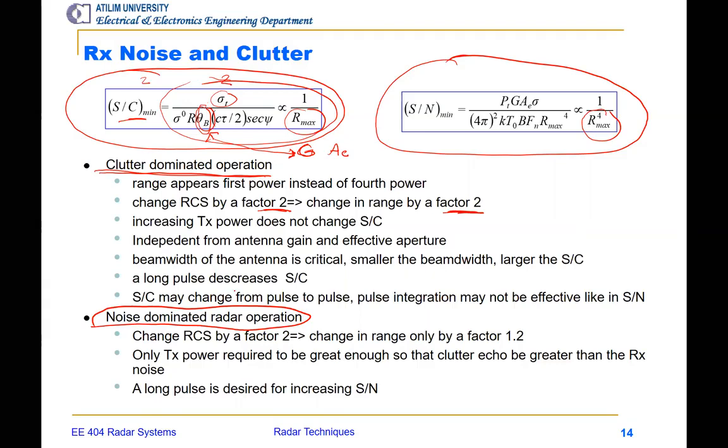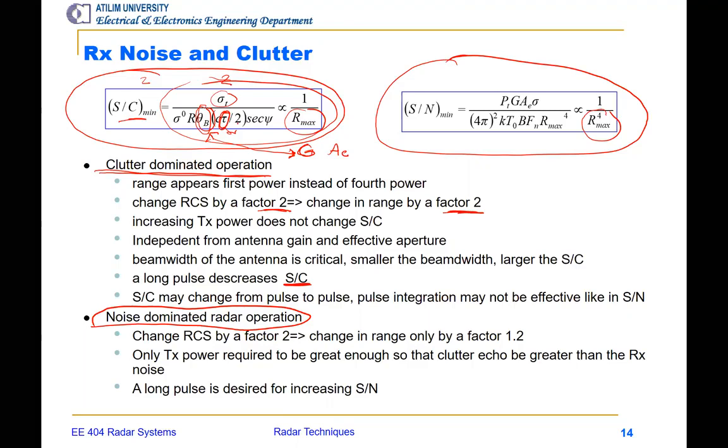A long pulse definitely decreases signal to clutter ratio, as signal to clutter ratio is inversely proportional to the pulse width. So the smaller the pulse width, the higher or larger the signal to clutter ratio.